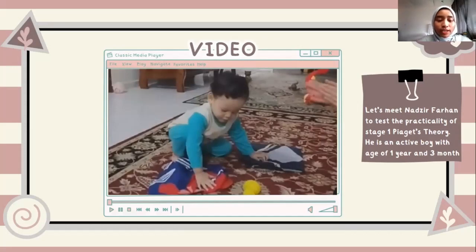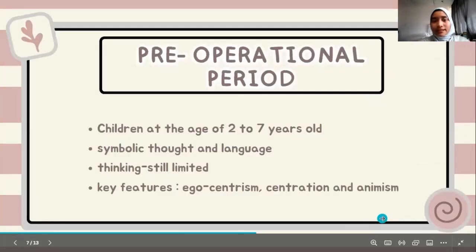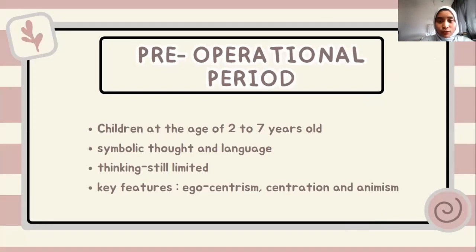In conclusion, the experiment proved Piaget's theory of stage 1, which is that during the sensorimotor period, infants tend to believe in the last place the objects had been replaced. Next, I will pass to Aina Natasha to present about the pre-operational period, which is stage 2.